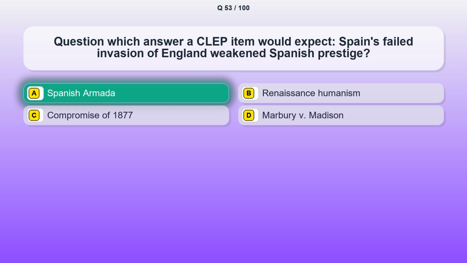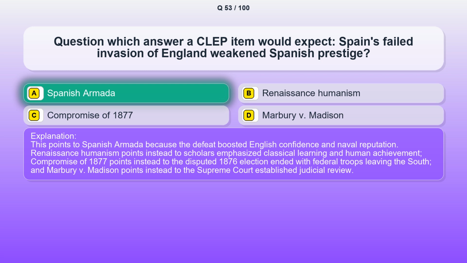The correct answer is option A, Spanish Armada. This points to Spanish Armada because the defeat boosted English confidence and naval reputation. Renaissance humanism points instead to scholars emphasized classical learning and human achievement. Compromise of 1877 points instead to the disputed 1876 election ended with federal troops leaving the South, and Marbury v. Madison points instead to the Supreme Court established judicial review.